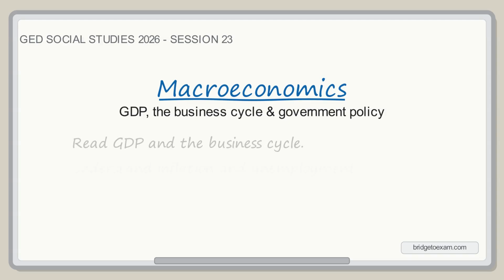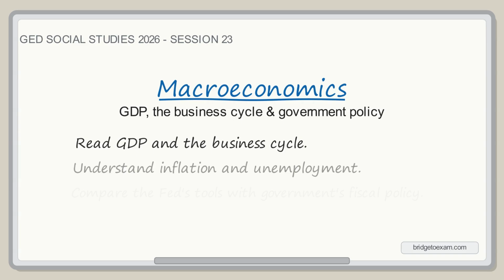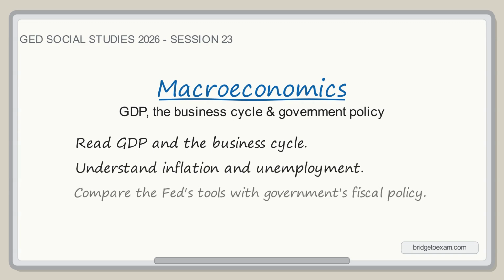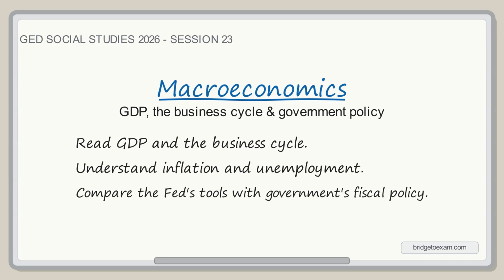Welcome to Session 23. Now we zoom out from individual markets to the whole economy. Macroeconomics. How do we measure it? Why does it rise and fall? And how does the government try to steer it? By the end, you'll be able to read GDP and the business cycle, understand inflation and unemployment, and compare the Fed's monetary policy with the government's fiscal policy.